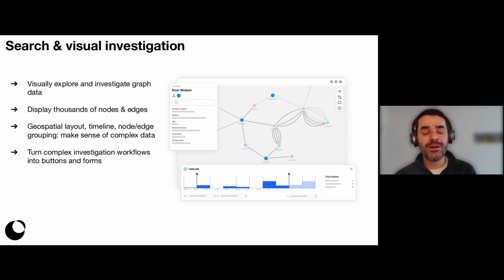And the final piece, and not the least important, is that within the Linkurious platform, you have access to search and visual investigation capabilities. So you can visually explore and investigate graph data. It's possible to display thousands of nodes and relationships. And with various features such as geospatial layout, the timeline, the ability to group nodes and relationships, it's possible to make sense of data, no matter how complex it is. And finally, it's possible to turn complex investigation workflows into patterns and forms to accelerate these workflows.